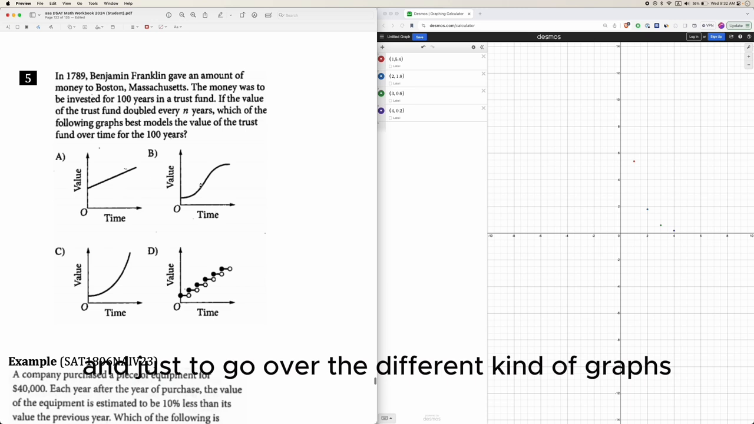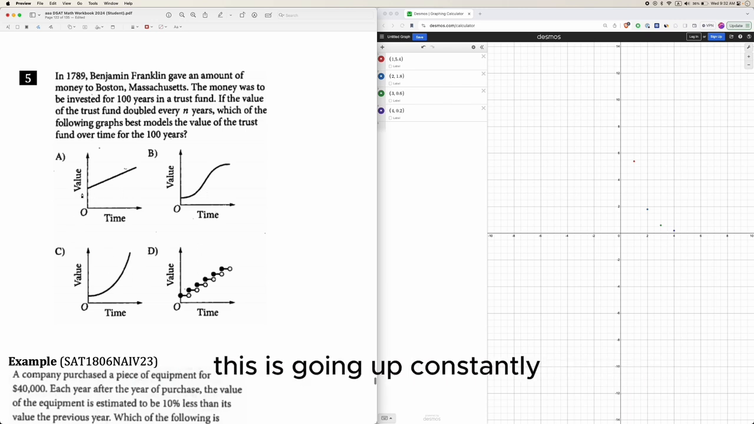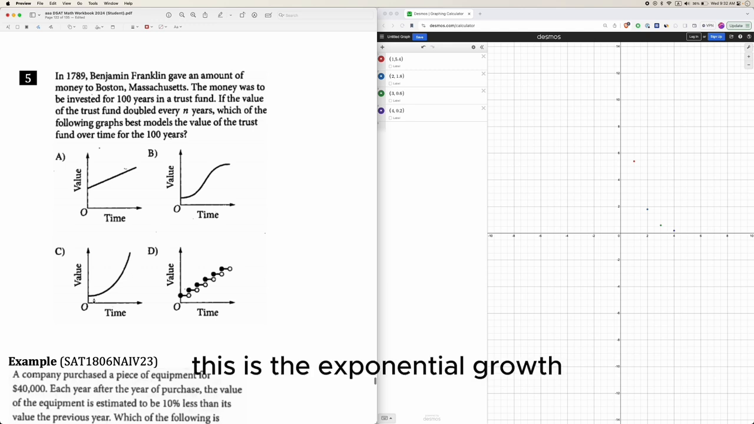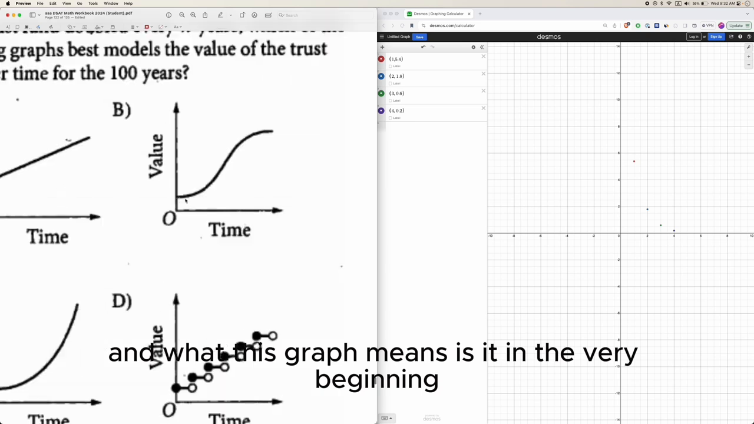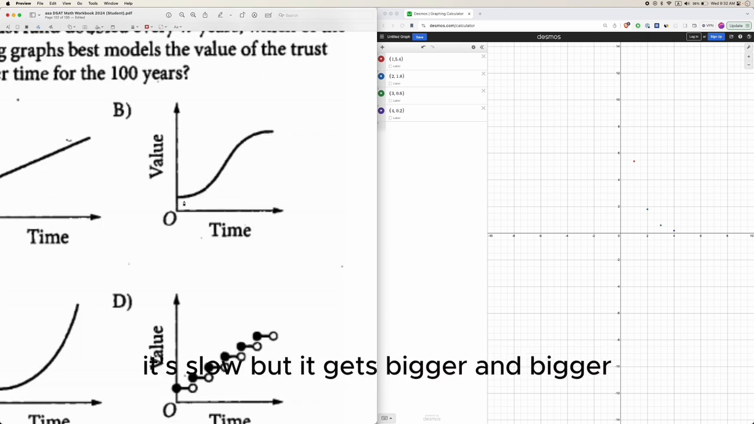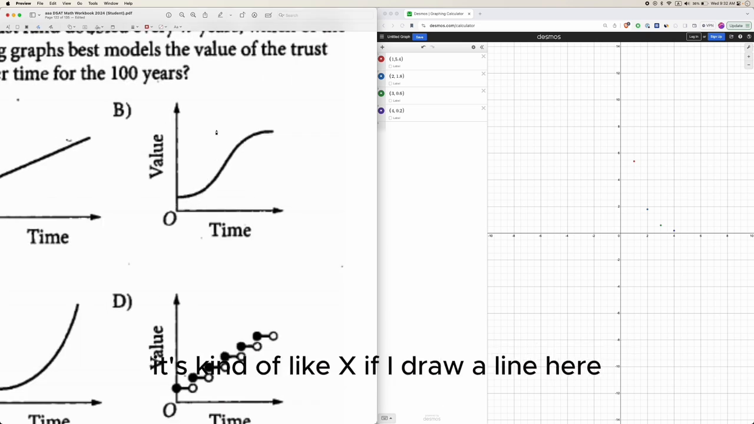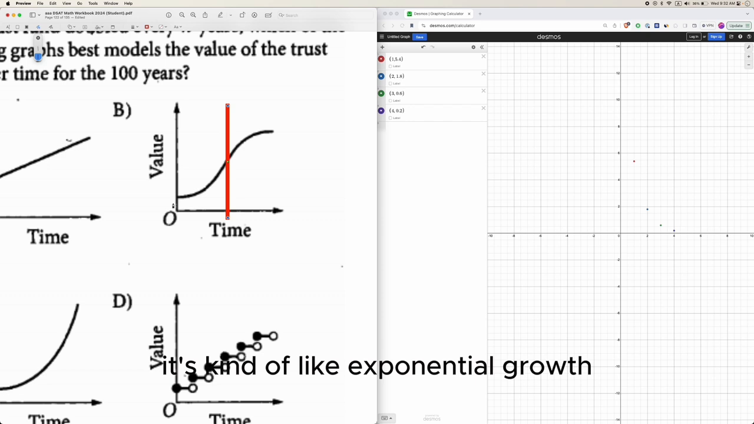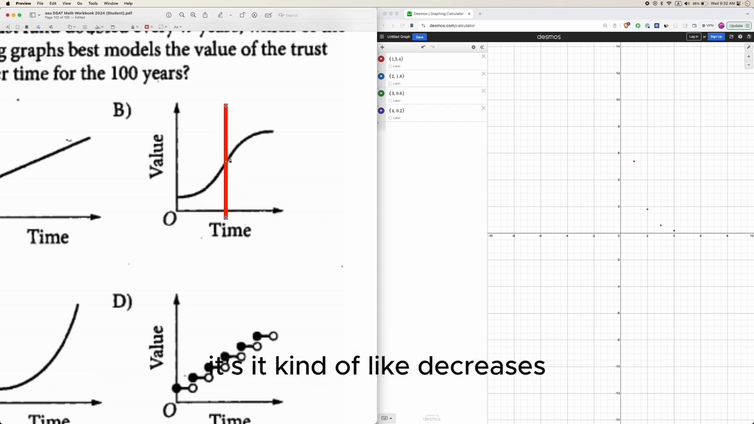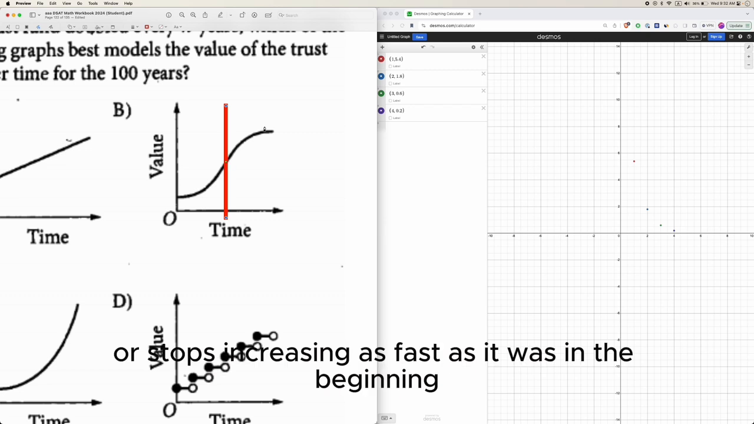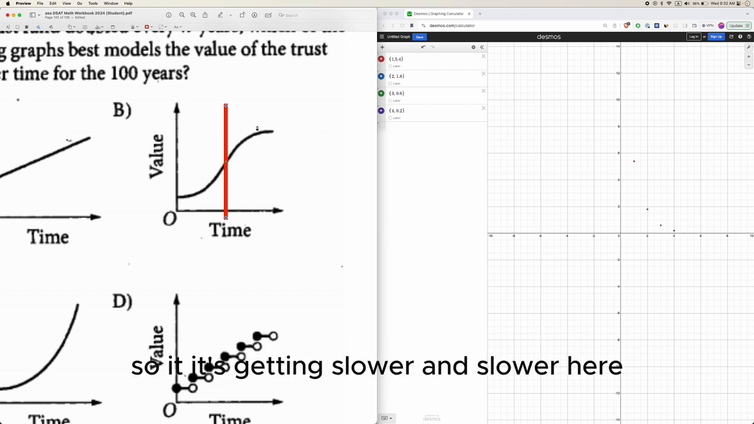All right, and just to go over the different kinds of graphs, this is going up constantly, so this is a linear growth. This is the exponential growth that we were talking about earlier. And what this graph means is, in the very beginning it's slow, but it gets bigger and bigger. It's kind of like if I draw a line here, it's exponential growth up to this point. But after this point, it decreases or stops increasing as fast as it was in the beginning. So it's getting slower and slower here.